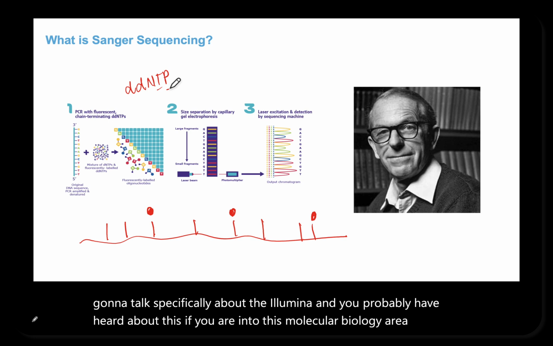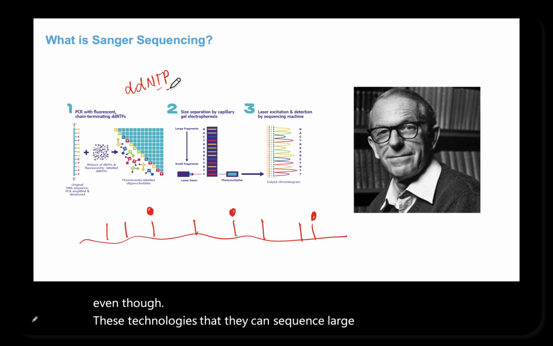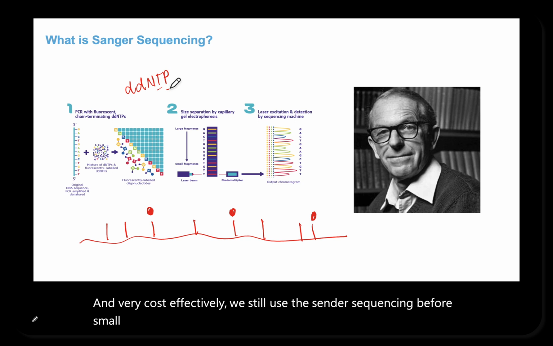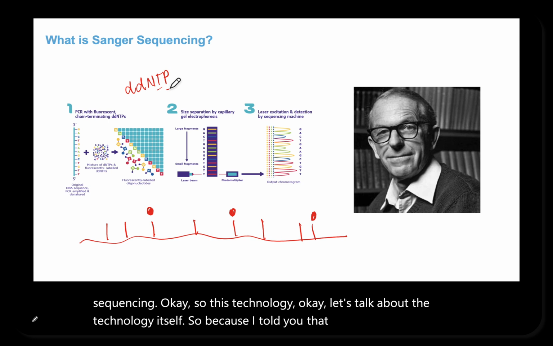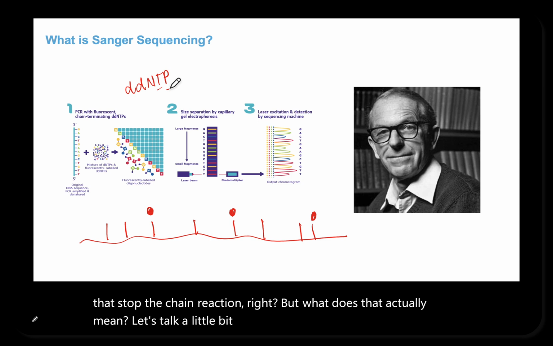But even though these technologies can sequence large amounts of DNA much more quickly and very cost effectively, we still use Sanger sequencing for small scale projects and to validate next generation sequencing. Okay, so let's talk about the technology itself. I told you that it uses ddNTPs that stop the chain reaction, right? But what does that actually mean? Let's talk a little bit about the technology.